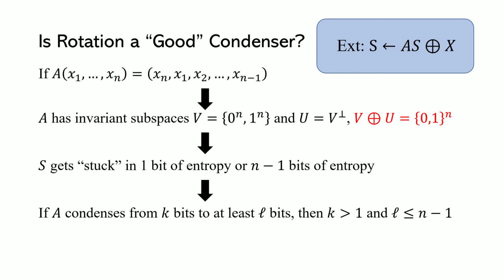Suppose, besides the common invariant subspace all zeros and all ones, A also has an invariant subspace with dimension 2, and then its orthogonal complement is also an invariant subspace of dimension n-2. We will have to increase k to be greater than 2 to avoid getting trapped in this small space, and meanwhile, we have to lower our expectations for the entropy accumulated.